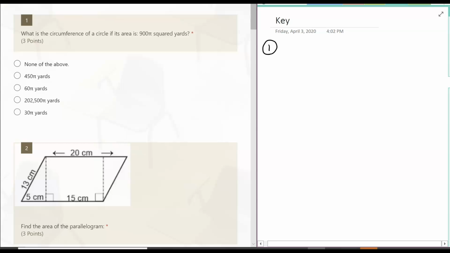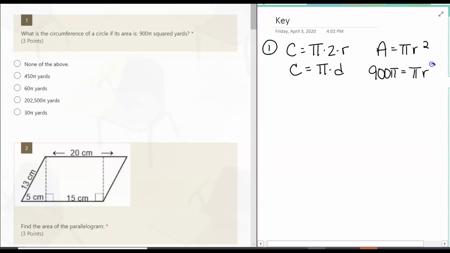what we had to realize was if we wanted circumference, in order to get circumference, I want to know either the diameter or the radius. I can do pi times 2 times radius, or I can do pi times diameter. They didn't give me either, but they did give me the area. Now, if the area formula is pi r squared, and they tell me the area is 900 pi, I can substitute that in and solve and find the radius.